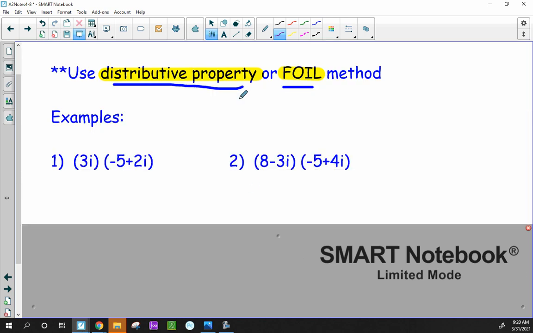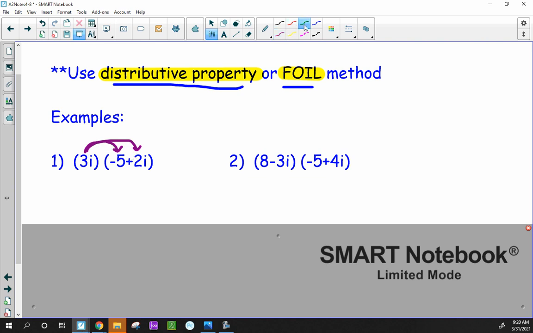All right, example 1. I have an imaginary number, 3i, and I have a complex number, negative 5 plus 2i. This is one term. There are two terms in the second parentheses. My job is to take this single term and multiply it by everything in the second parentheses. Please notice that there is not a plus or minus sign in between. So that's indicating obviously we're trying to multiply here.